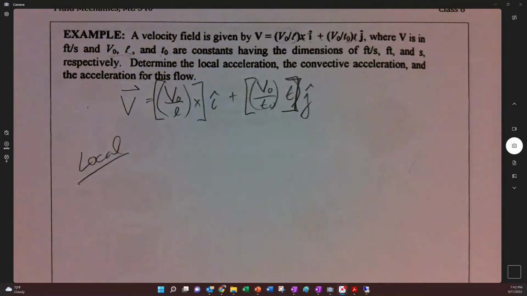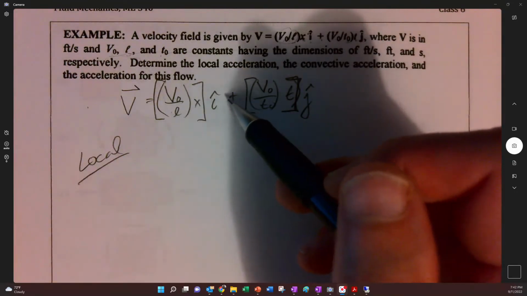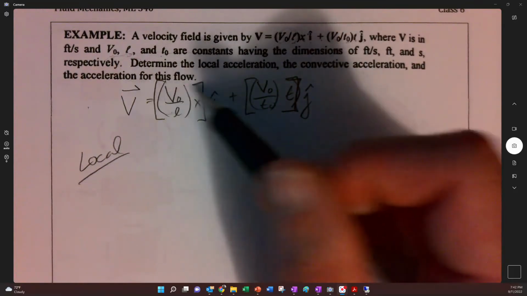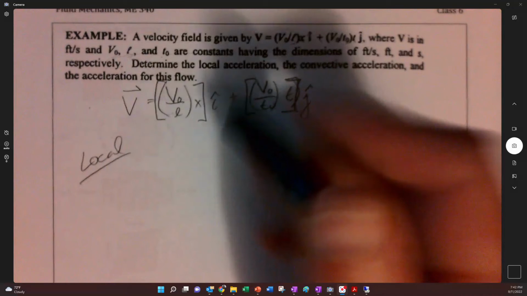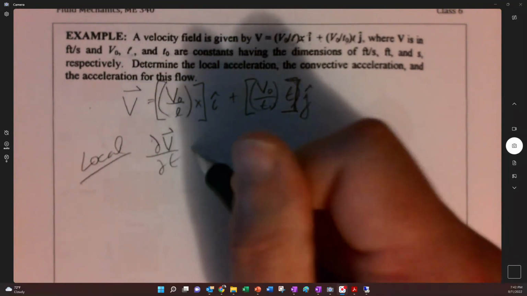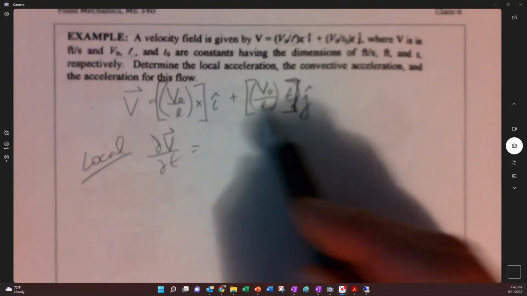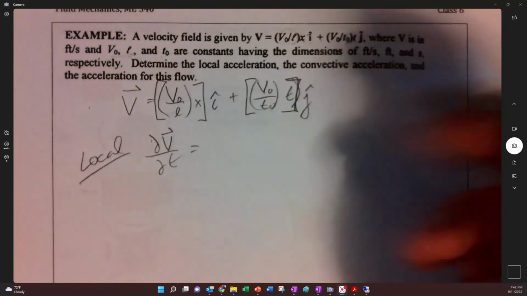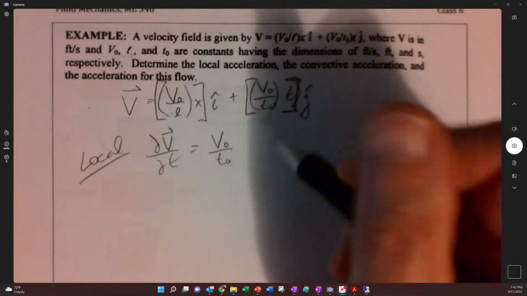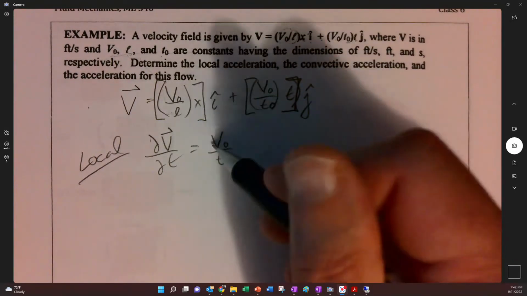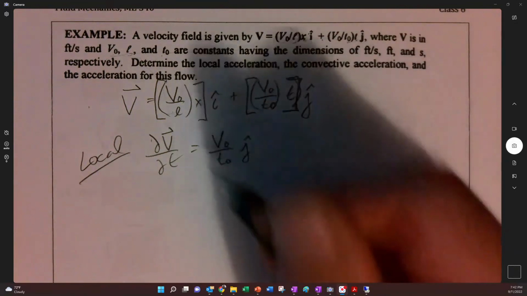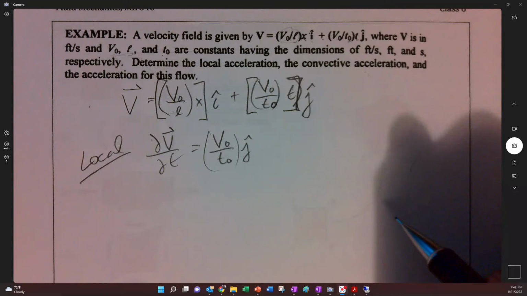All right, so if we want the local one, it's simply going to be the partial derivative of both of these with respect to time, but there's no time term in there, so this one goes to 0, right? So if we want del V, del t, all we take is the partial derivative of this one, and this goes to 1, right? So we have V0 over T0. That's supposed to be T0 right there. J. Right, so that is the answer. And then maybe I'll put some parentheses around this.